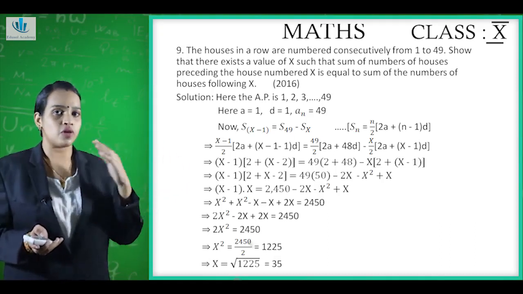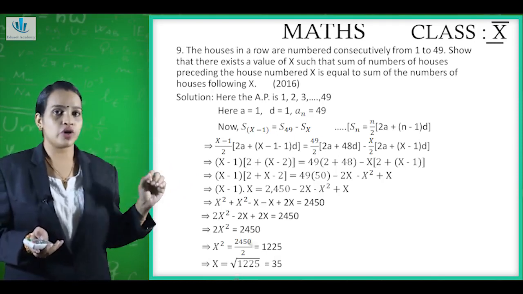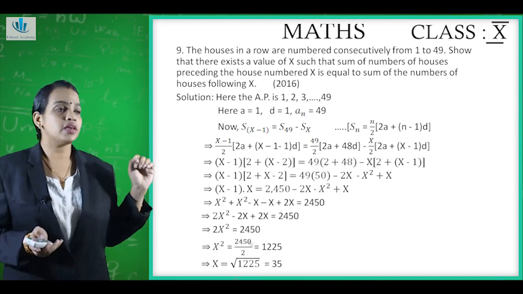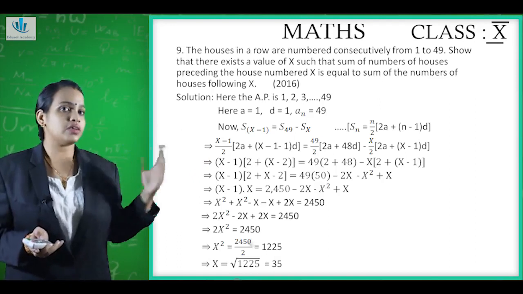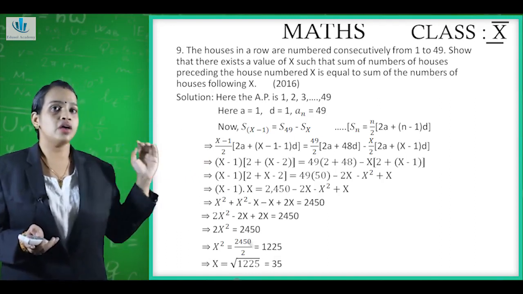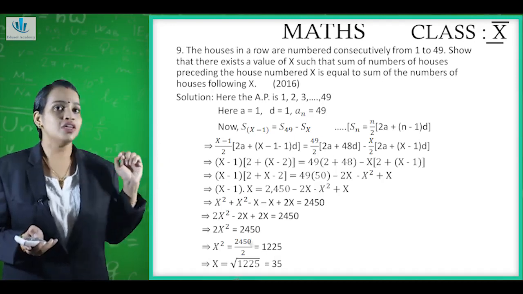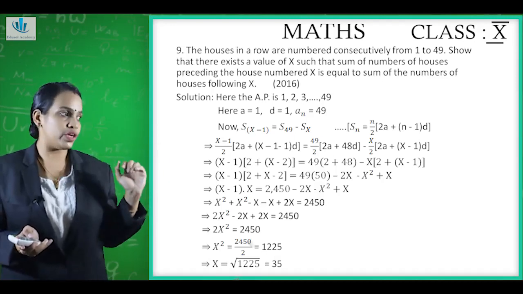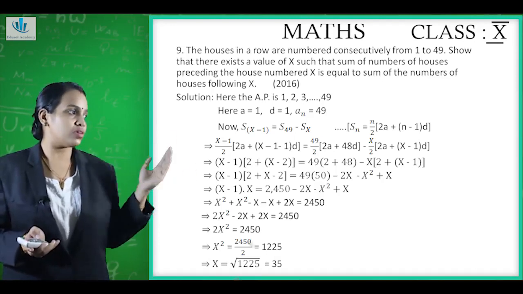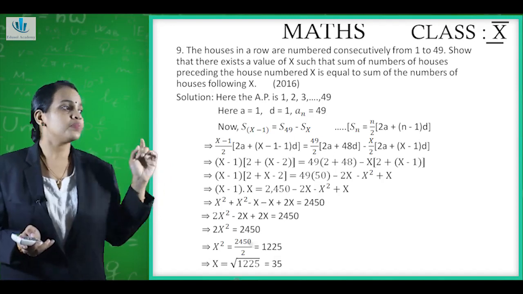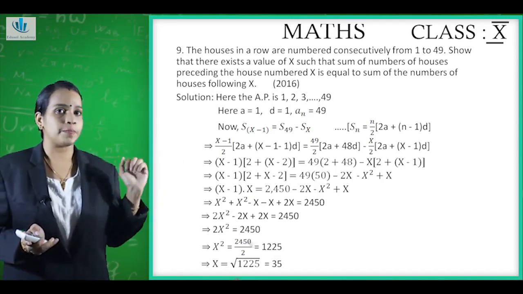So, when we put the formula, it becomes (x minus 1) upon 2 into 2a plus (x minus 1 minus 1) into d. Again on the other side also we have to put the formula. Now here 49 in all are there, so we will put the formula of sum for all. So it becomes 49 upon 2 into 2a plus 48d minus, again for S_x we will put the formula, it becomes x upon 2 into 2a plus (x minus 1) into d.